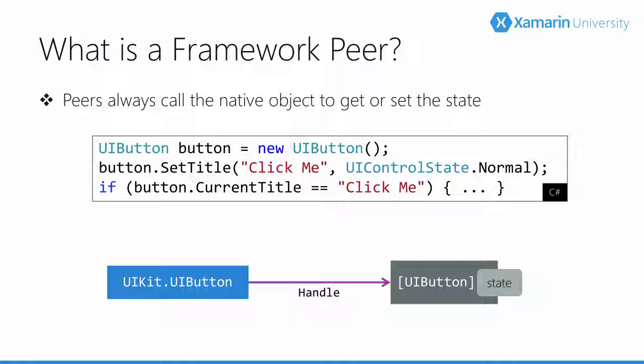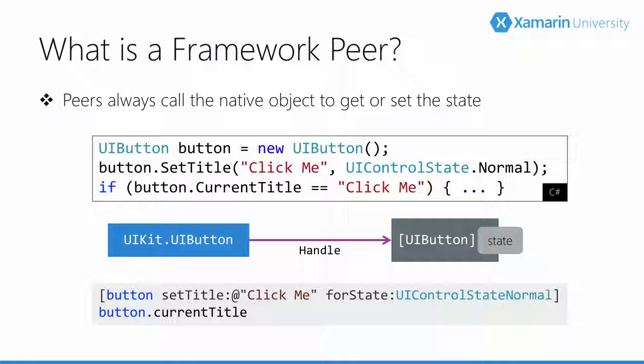When we execute code like what you see here in C#, where we do a new UIButton, that will do a new alloc init, and then we do a SetTitle to set the text for the button, and then we do a button.CurrentTitle to retrieve that text and compare it to a value. Really, under the covers, it's doing something like this, where we do a button setTitle and pass in some text and tell it what state we want that text assigned to, and then we retrieve the current title from the button.